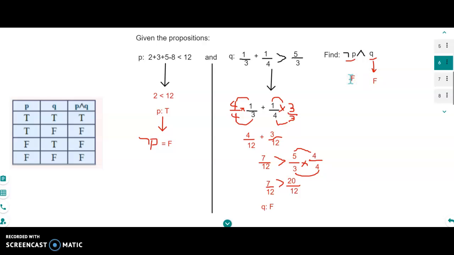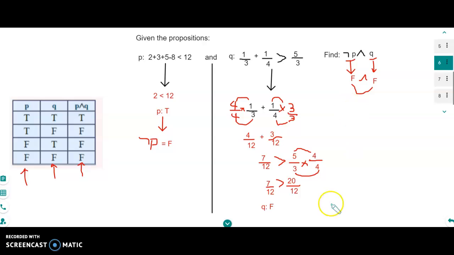So we already have this, and this is equivalent to this. And we are missing to find false and false. So what is false and false? We have to find here in the truth table false and false, and we get false. This will be the result. False and false is false.